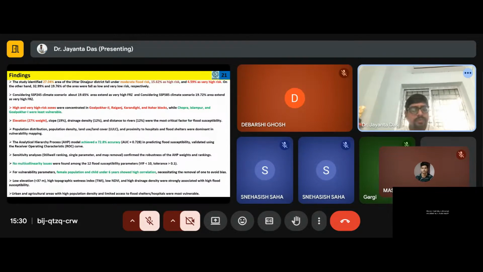Coming to the major findings. In the present condition, we have found that only 27% of Uttar Pradesh districts face moderate flood risk, 15.61% high, and 4.59% very high. But when you consider the SSP 245 scenario, very high risk increased to 19.65%. So definitely, we need to think about it. We need to prepare ourselves.